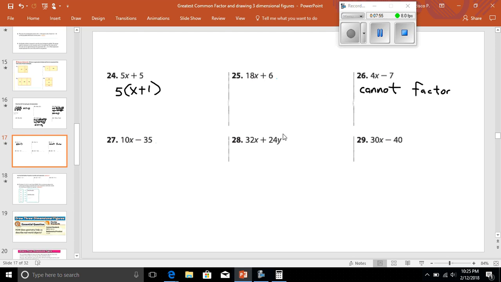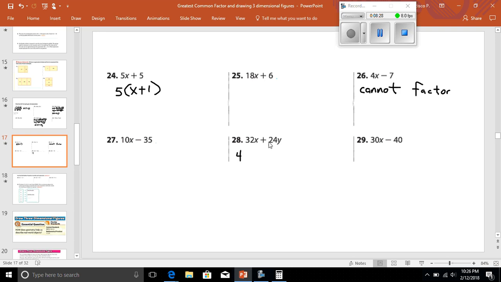All right, let's move on to number 28, 32 and 24. Now, there's something definitely that goes into 32 and 24, and I'm going to say it's 4, because I know that 8 times 4 is 32, and I know that 6 times 4 is 24. So let's try that. We said 4.